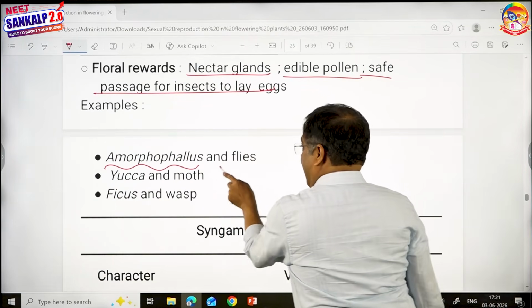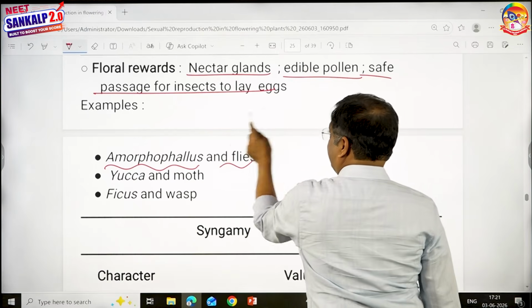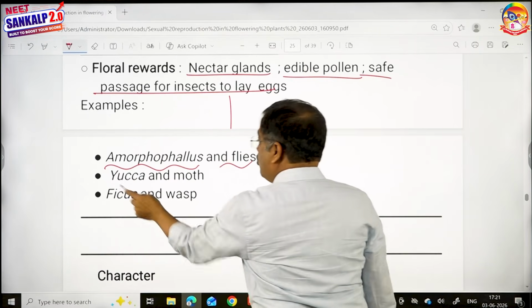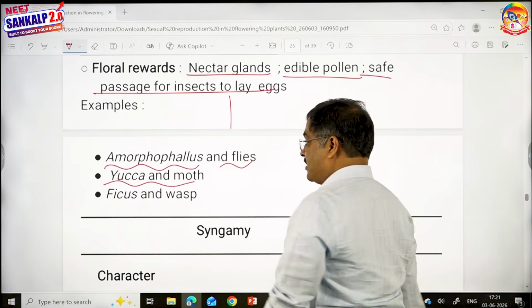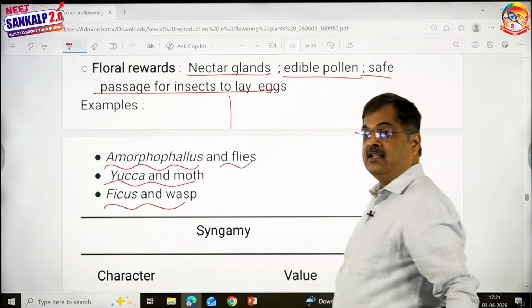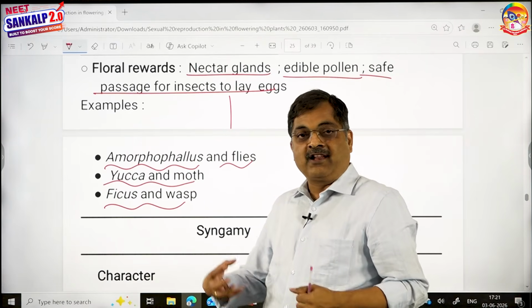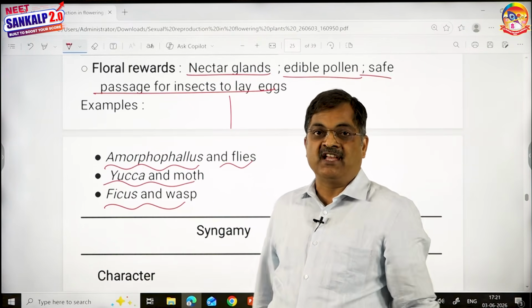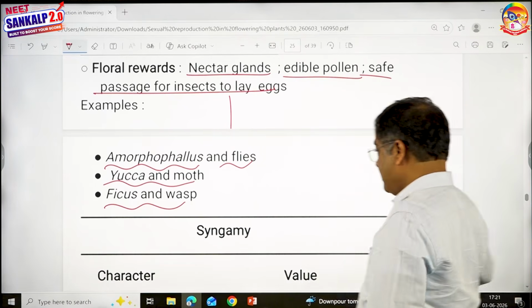Amorphophallus and carrion flies is one example for safe passage for laying eggs. I'm giving another example: Yucca and moth. The moth is going to search for yucca and move towards it. Ficus and wasp. These are all the examples which you have to remember, where the flowers are going to provide safe passage for the insects, such that the insects can come in large numbers and pollinate them.